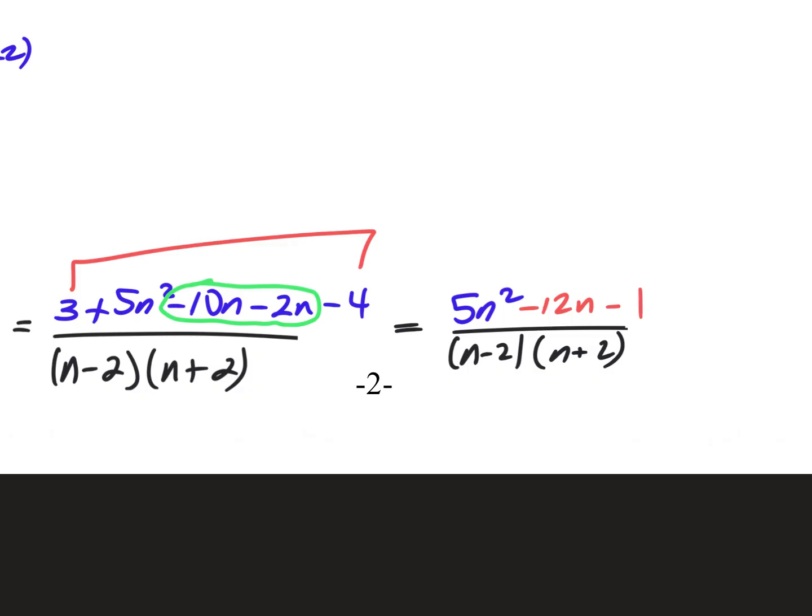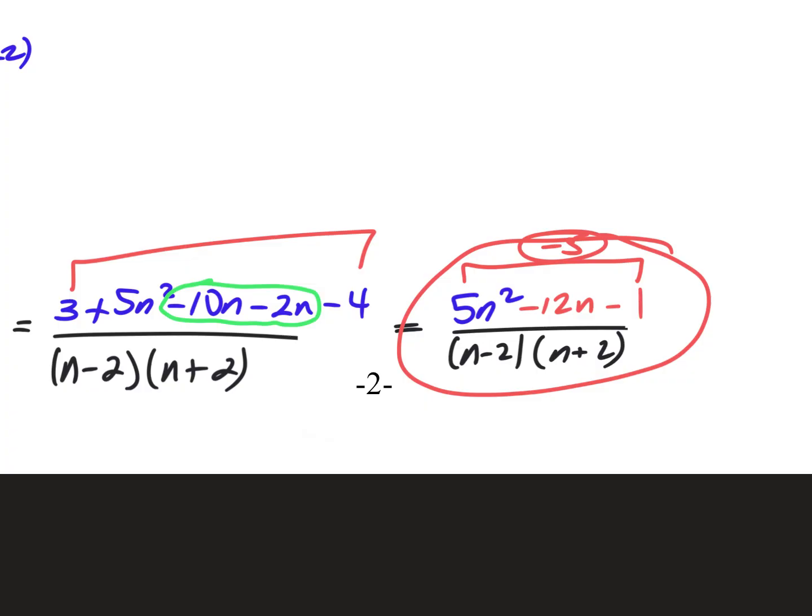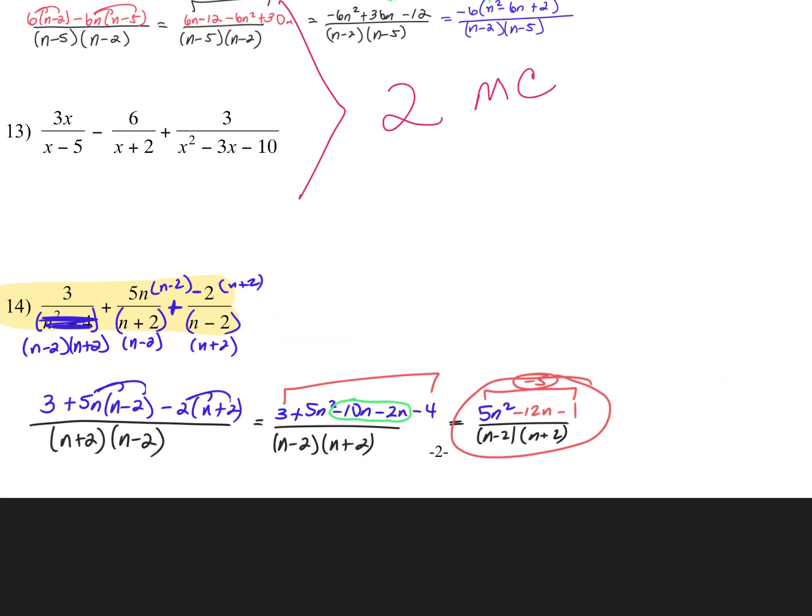Now, can we simplify that at all? Is there a GCF or anything in the top between 5, 12, and 1? No. If I multiply 5 times negative 1, are there factors of negative 5 that will multiply to give you negative 5 but add to give you negative 12? No. So that's it. This would be a multiple choice answer that you guys would pick. You're going to have 2 of those, where you're just adding and subtracting. You've got to get a common denominator, and then you can go ahead and pick your multiple choice.